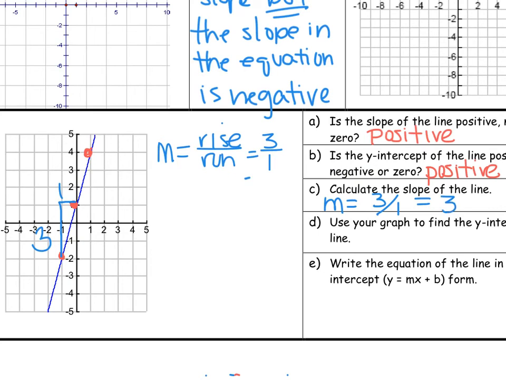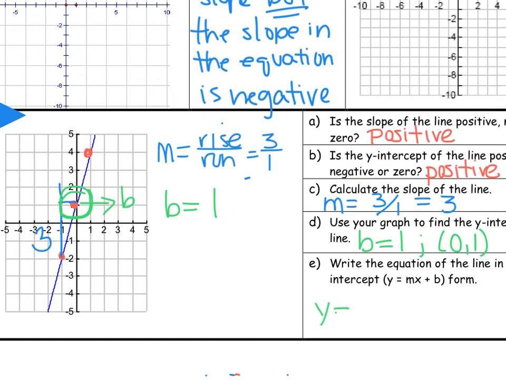Now we need to find the y-intercept. And the y-intercept is the point where the line crosses the y-axis. And our y-intercept is right here. In this case, our y-intercept is 0, 1. So our B is 1, and as an ordered pair, it's 0, 1. So now we know that the slope is 3, and the y-intercept is 1.